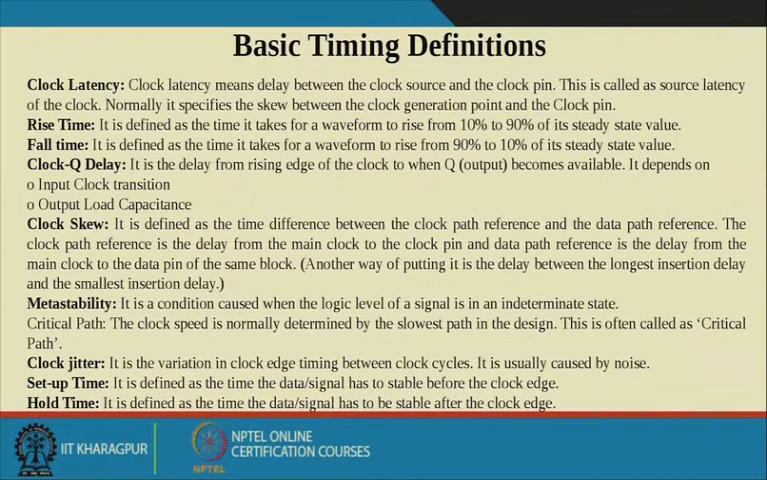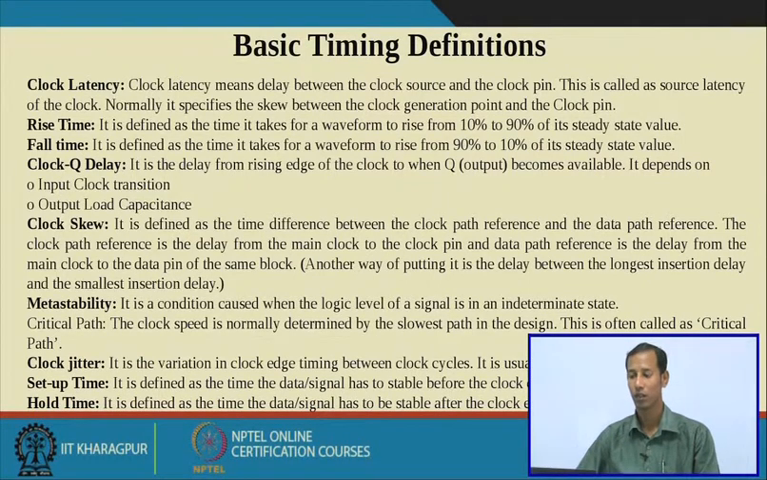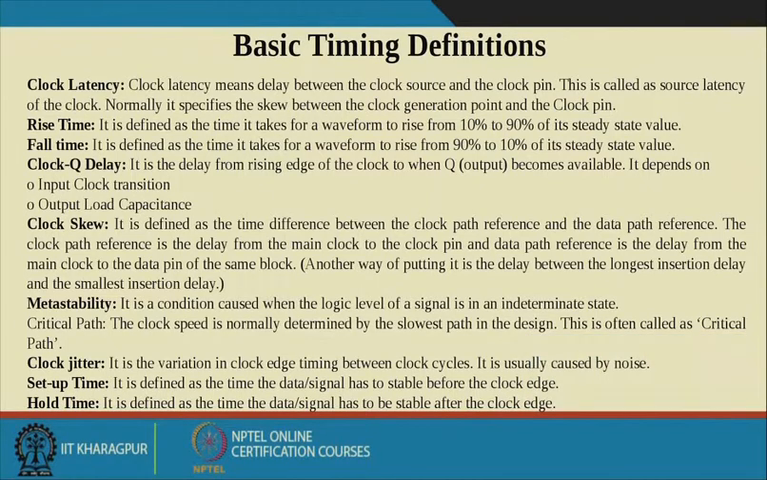So it takes some time to reach from 0 to 1. That's why rise time is the time taken for the signal going up from 10% to 90% of the steady state value, and the fall time is the time taken for a waveform to fall from 90% to 10% of its steady state value. So 10% to 90% is the rise time, and 90% to 10% is the fall time, whenever the signal is going from 1 to 0.